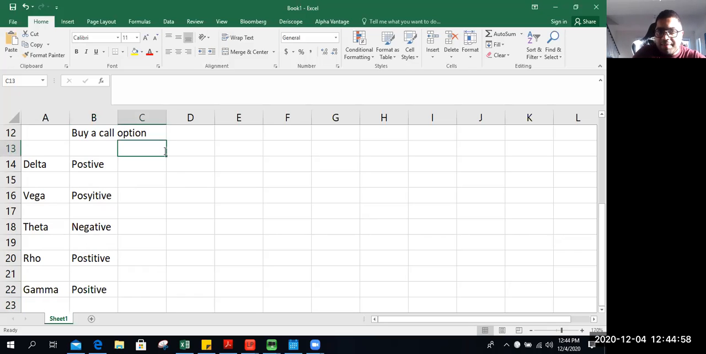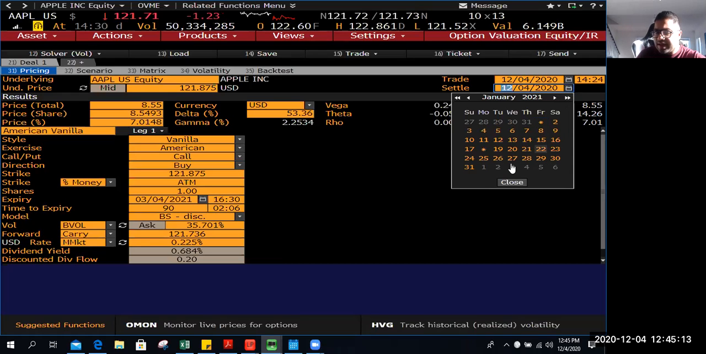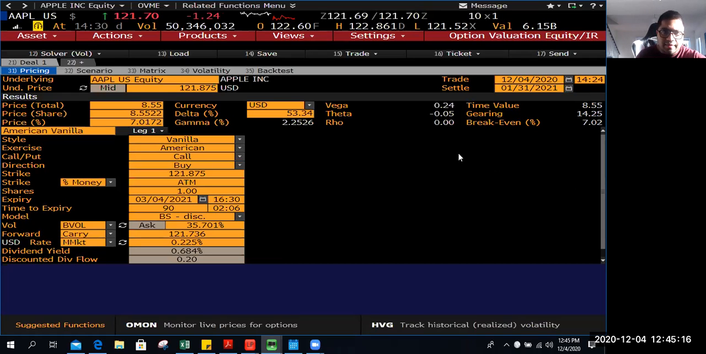So let's look at Apple and let's see what its delta, vega, theta, rho, and gamma are. So I'm going to Bloomberg to see Apple. Let's say I'm looking at an option that expires on 31st of Jan, so 1 month from now. Okay. And the current price is 125. I'm looking at 120 as my strike price. So I'm looking at a call option that has 120 as the strike price, and I'm executing a buy. I'm going long on a call. So it will calculate theta, vega, gamma, rho. Let's note down these figures and I'll explain.